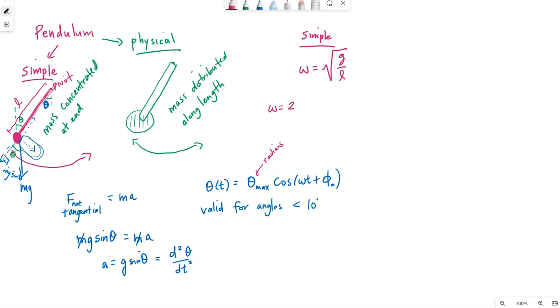We know omega is 2 pi over T. So we could write the period of a simple pendulum as 2 pi times the square root of L over g. So the rate at which a simple pendulum is going to oscillate depends upon how long the string is, and it depends upon the acceleration of gravity.